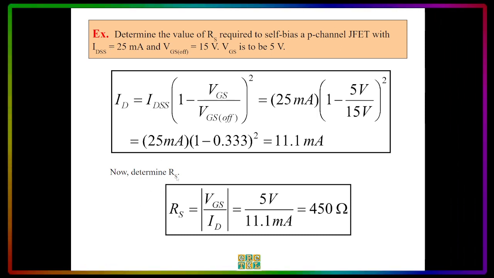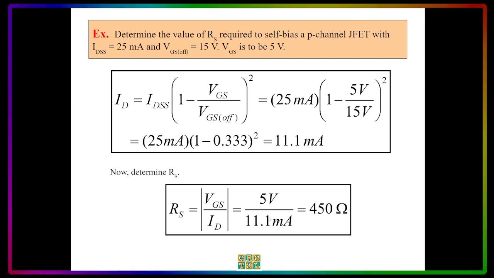Now determine the RS. The RS will be equal to V over I. So the VGS is 5 volts divided by 11.1 milliamperes. We will get 450 ohms.